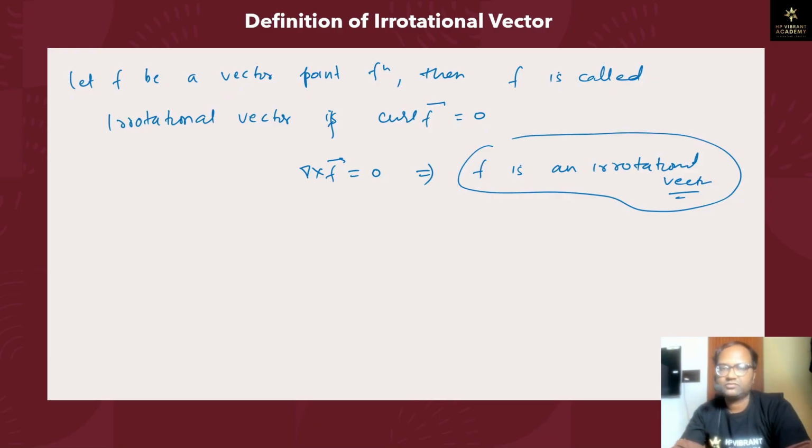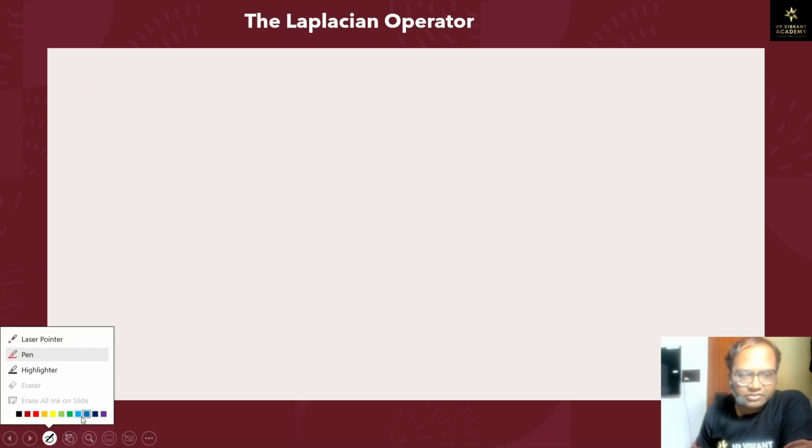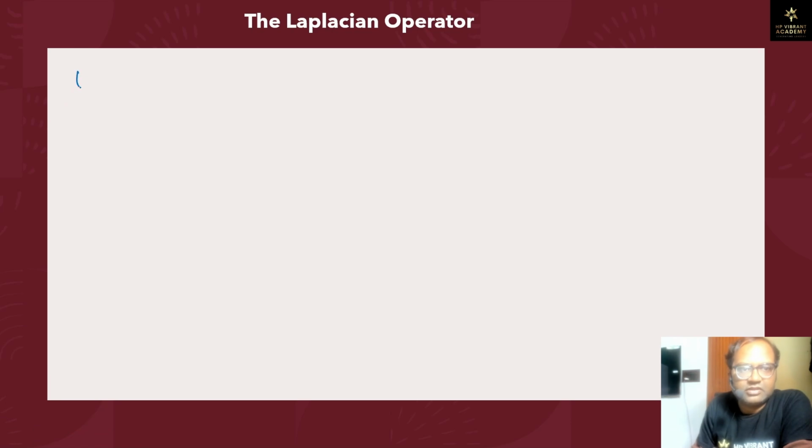Okay, so let us move further. So let us discuss the Laplacian operator. The Laplacian operator is represented as del square. So del square we can write as del dot del.